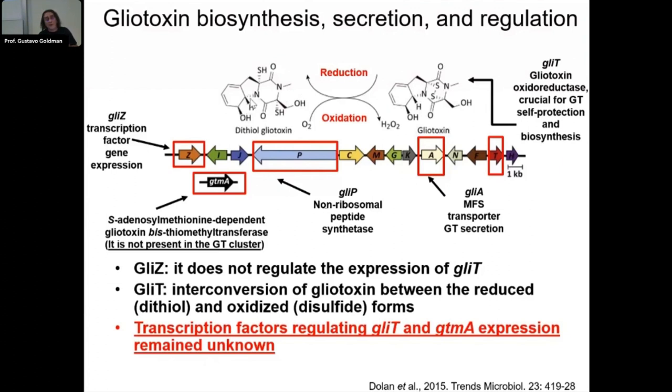oxidation inside the cell. And then there is another gene, GtmA, a bis-methyl transferase that transfers methyl groups to the dithiol gliotoxin. It's quite complex, the way the fungus uses all these resources to protect itself against gliotoxin. I'm going to make it easier for you, but keep that in mind. GliZ does not regulate the expression of GliT, and GliT is important for the interconversion of gliotoxin between the reduced and oxidized forms. And when we started this work, the transcription factors regulating GliT and GtmA remained unknown.